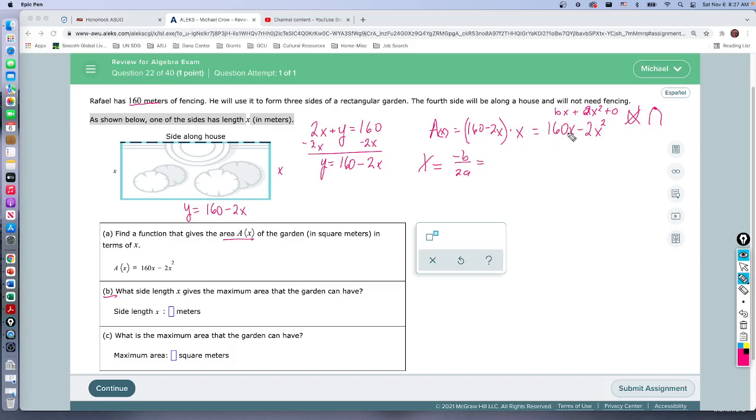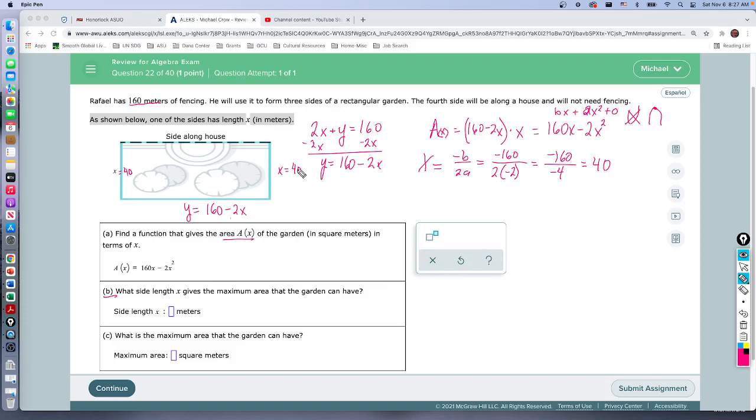So what is negative b? Negative b is 160. It's positive. 2 times a is actually negative 2, so it's going to be negative 160 over negative 4. 4 goes into 16 4 times with a 0, so we end up with 40. So the length of the side x should be 40 to get the maximum area. And then whatever's left over will be the y, right?